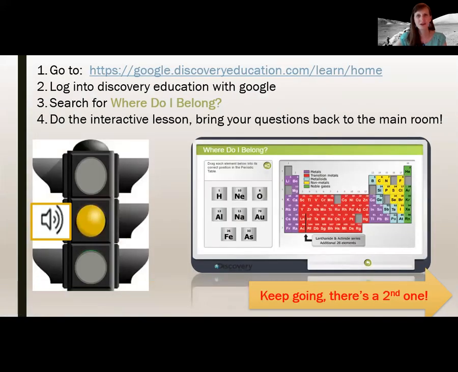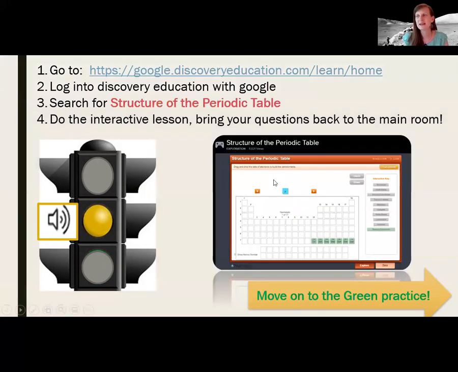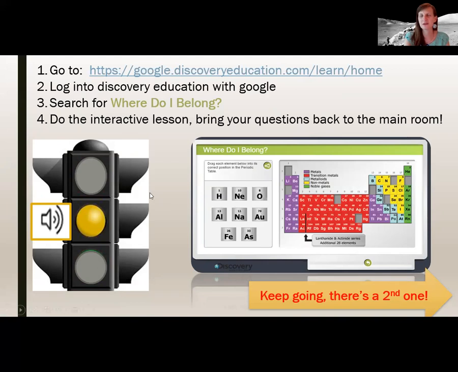If you felt really good about the material, you just needed a little more practice. That's what the yellow level was for. And so you're going to go over to Discovery Education and search for where do I belong. This will help you put some elements onto the periodic table. So some practice with locations on the periodic table for that one. And the second one for yellow, you can pause this if you want to do that first one. See, I'll go back. So there's the first one. You can pause it here.